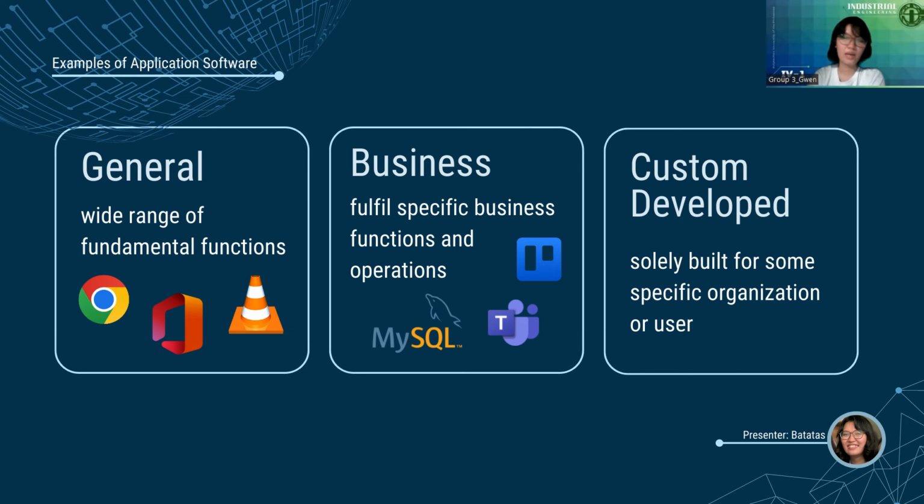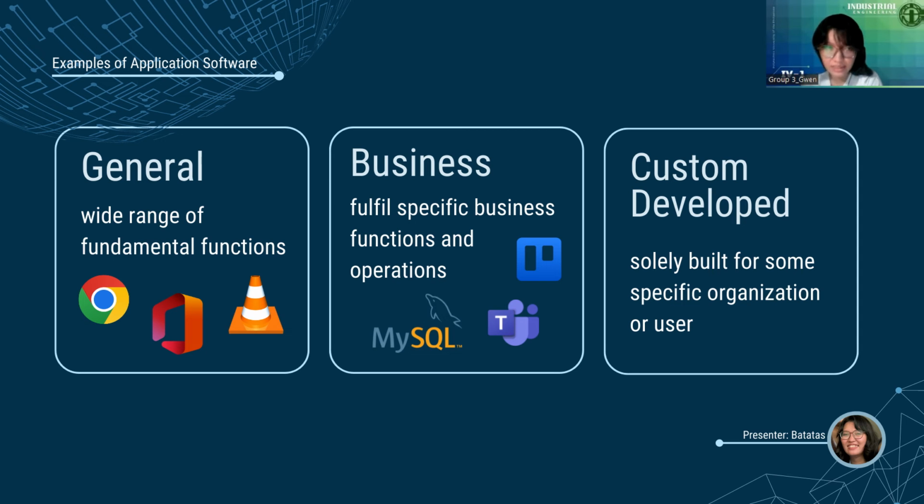Here are the examples of application software. So we have the general applications which offer a wide range of fundamental functions. So there are numerous applications that fall under this category. Some of the commonly used application software include ito nga yung mga browsers. We have here the Google Chrome, the word processing or slides application, the Microsoft Office, and then the multimedia software, which is here we have the icon for VLC player.